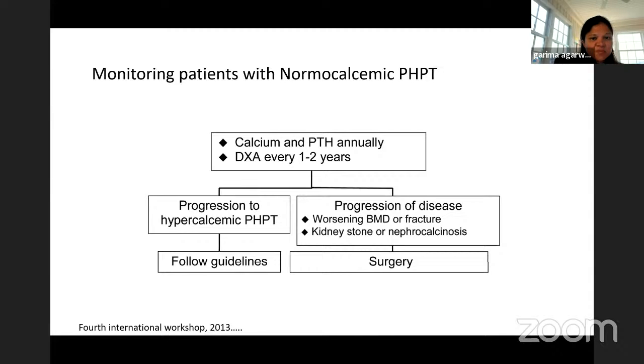Again, if these patients decide not to have any kind of intervention, since the calcium is normal, they have to be monitored closely. Calcium and parathyroid hormone have to be checked annually, and a DEXA scan has to be done. If there is progression to a hypercalcemic state, then we follow the guidelines: if they're asymptomatic, we follow the asymptomatic guidelines, and if they are symptomatic, then we intervene with surgery.